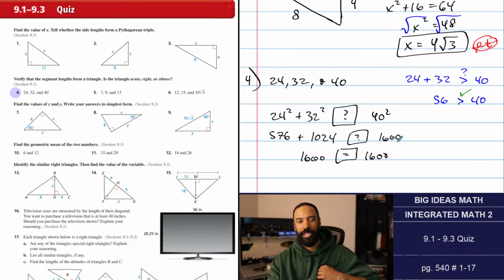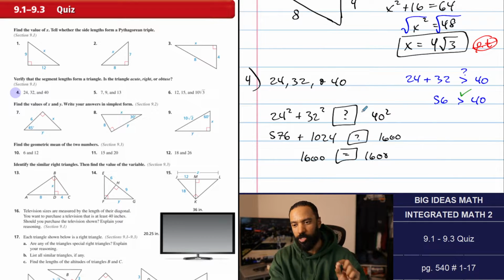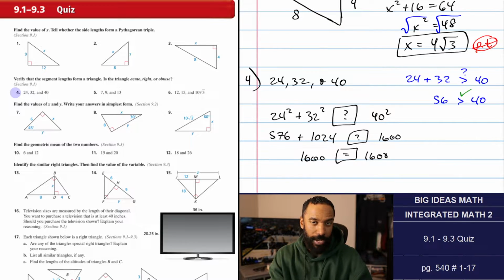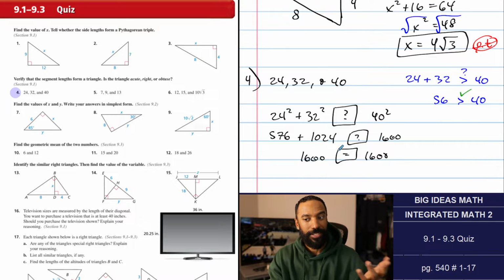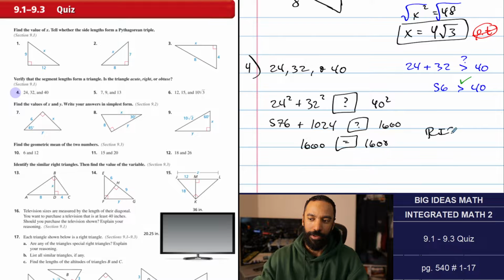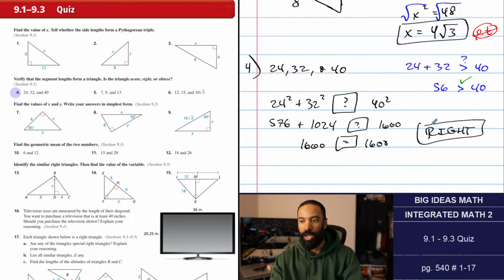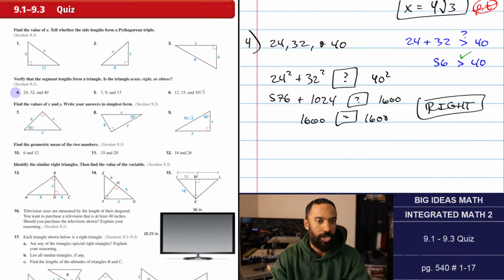So the whole comparison here is kind of the converse of the Pythagorean theorem. If a squared plus b squared equals c squared, then you have a right triangle. A squared plus b squared here does equal c squared. This is a right triangle. So when they're saying identify or determine, whether it's one, the other, the other, it's a right triangle. Now we'll talk about acute versus obtuse, as I'm sure we're going to run into in the next couple problems.